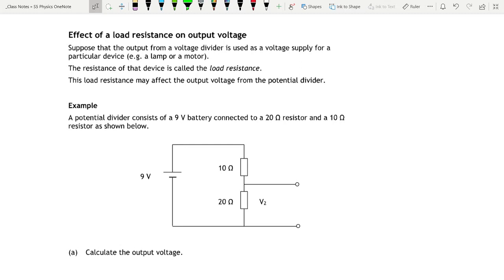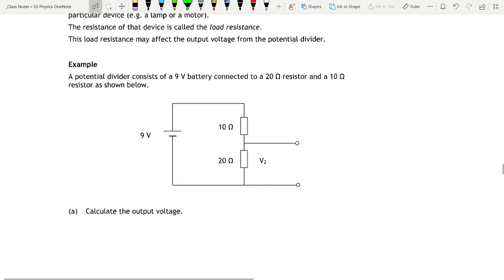And the effect of a load resistance on an output voltage. We're still looking at our potential dividers, but suppose that the output from a voltage divider is used as a voltage supply for a particular device, so a lamp or a motor. The resistance of that device is called the load resistance. This load resistance may affect the output voltage from the potential divider. So it's basically like putting another resistor in parallel with R2. Okay, so an example here.